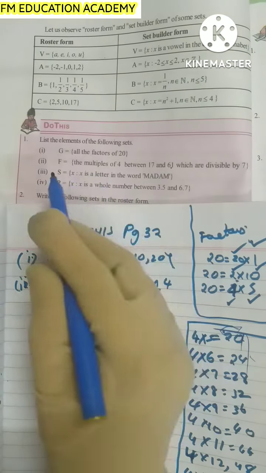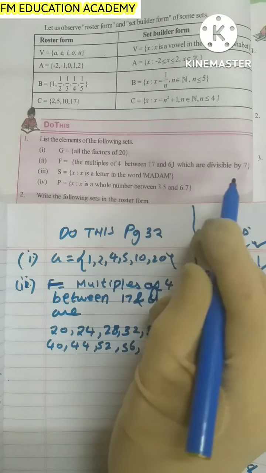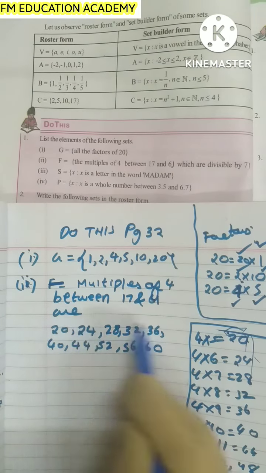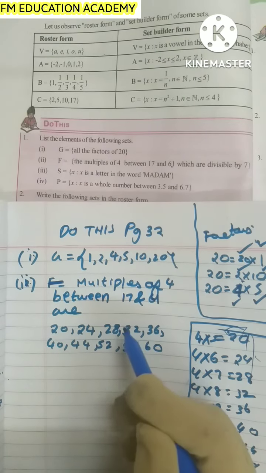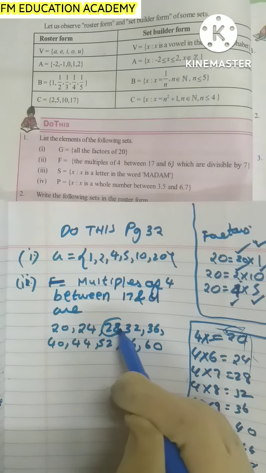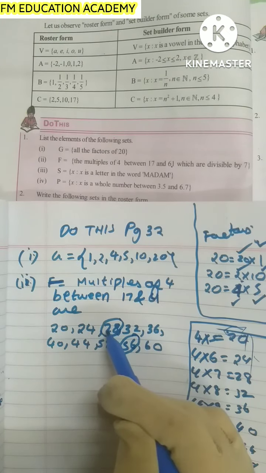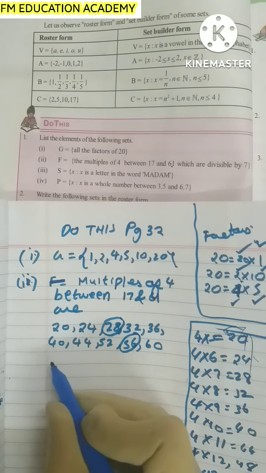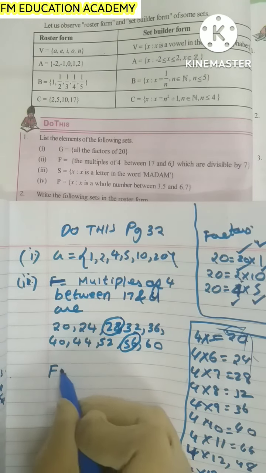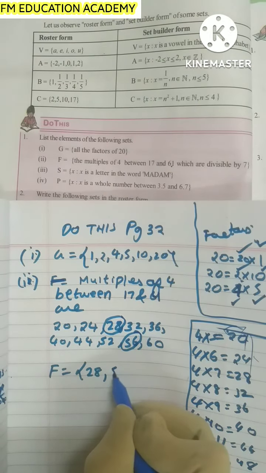Now it is telling me that those multiples of 4 have to be divisible by 7, meaning they should go in the 7 table. So among these numbers, which are the numbers which will go in the 7 table? We know 7 4s are 28 and 7 8s are 56. Only these two numbers will go in the 7 table. So here we can say that in the set F, we will have only 28 and 56.